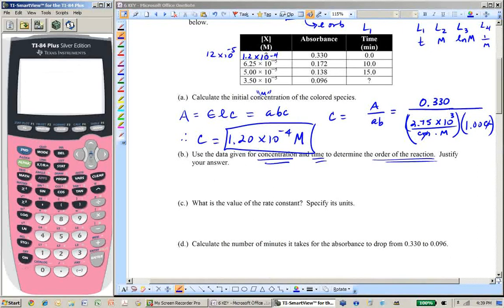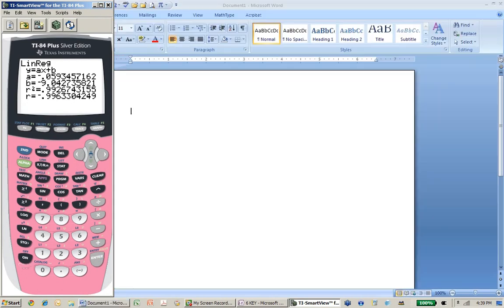Second quit, stat, calc, linreg is number 4, second 1, comma, second 2, comma, go get your y equals however you like. Trying to beat 0.98. I go second enter to get that back. I change the L2 to L3. So L1, L3, I'm trying to beat 0.98. 0.99 beats it. Now I'm trying to beat 0.99.